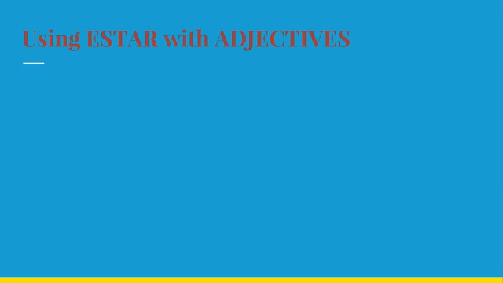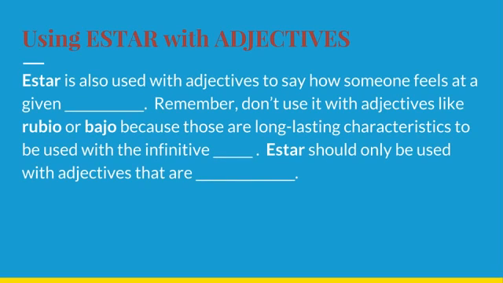So now we're going to talk about using estar with adjectives, and this is what we're going to finish up with. This has nothing to do with prepositions. So adjectives, estar is also used with adjectives to say how someone feels at any given moment. Remember, you don't use estar with adjectives like rubio or bajo. So why not? If you've learned about rubio and bajo, descriptive adjectives, you know they deal with the verb ser. So like soy rubia, él es bajo. So those are ser.